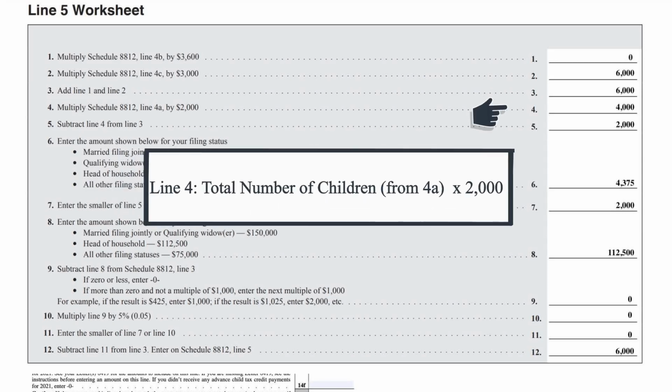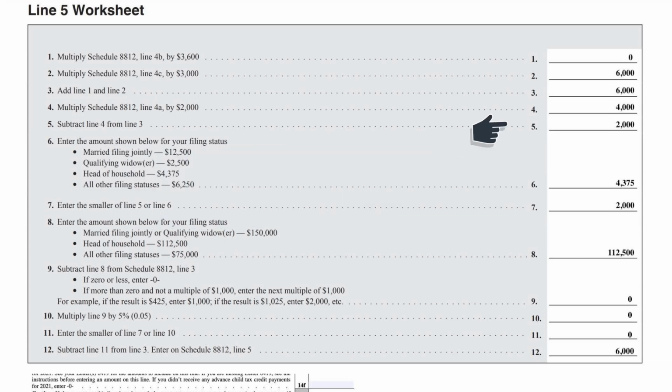On line 4, we multiply the amount on line 4A of Schedule 8812 by 2,000. Emily has 2 on line 4A, so this equals 4,000. On line 5, we will subtract line 4 from line 3, which equals 2,000. On line 6, you will enter the amount corresponding to the filing status of the taxpayer. We will enter $4,375 because Emily files as head of household. On line 7, the smaller of line 5 or line 6 is entered. The smaller of the two is line 5 here, which is 2,000.